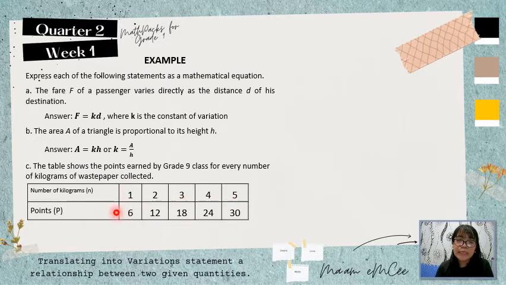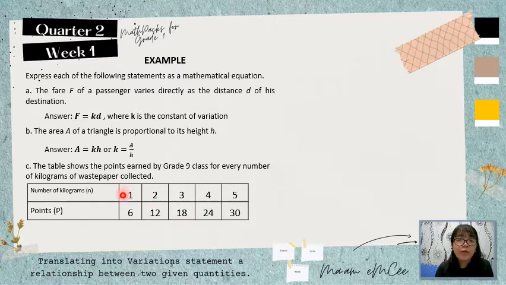So what is 6 divided by 1? So we have 6. What is 12 divided by 2? That is 6. 18 divided by 3, that is 6. 24 divided by 4, that is 6. 30 divided by 5, that is 6. So the common ratio is 6. So there is a common ratio. That means to say this table of values illustrates a direct variation.